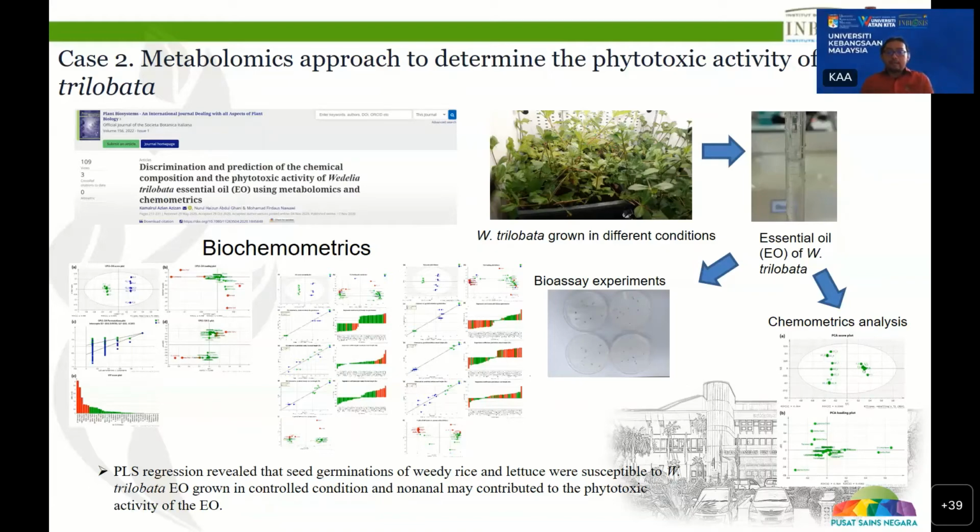PLS regression method. So again, here you can see that the PLS regression revealed that the seed germination of BD rice and lettuce were susceptible to Weigela turbata essential oil grown in the controlled conditions, and monoterpenes may contribute to the phytotoxicity of this EO.